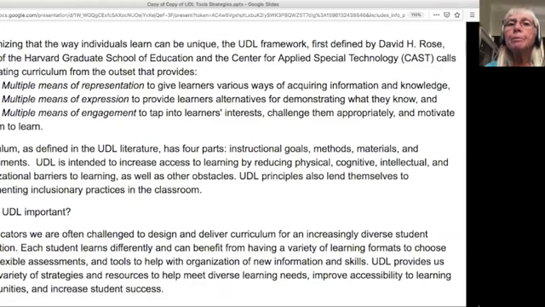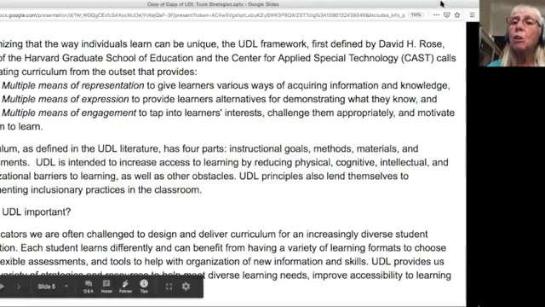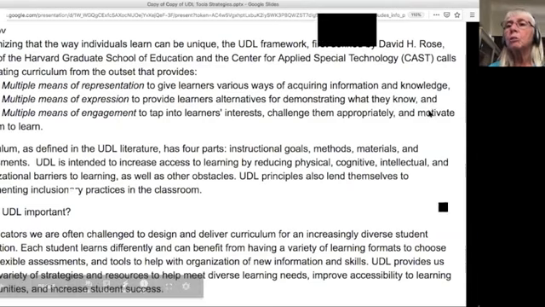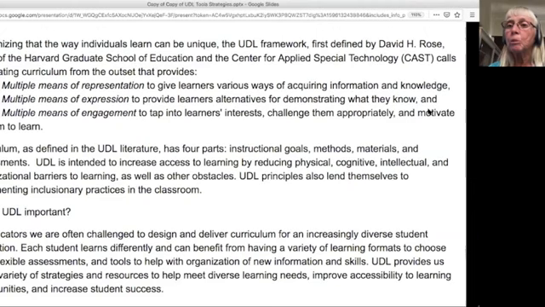So of course we have to address curriculum, and that also is part of UDL, and they give that in four parts: instructional goals, methods, materials, and assessments, to increase access by reducing all of these: physical, cognitive, intellectual, organizational, and I would now need to add cultural and racial obstacles that students find presented in the classroom. Well, you find it presented everywhere.